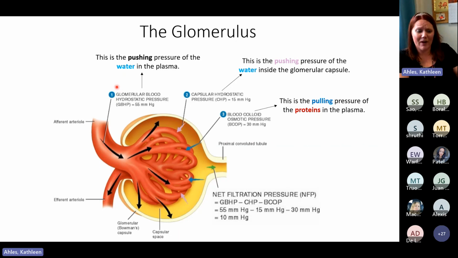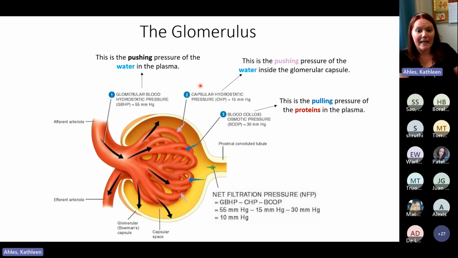In a moment, we're going to talk about how we change the glomerular filtration rate, and changing this pressure right here is really the main way we do it. If we make this higher or lower, that's going to cause fluid to go out slower or more quickly. So my first pressure, glomerular hydrostatic pressure, the pushing pressure of water in the blood vessels.